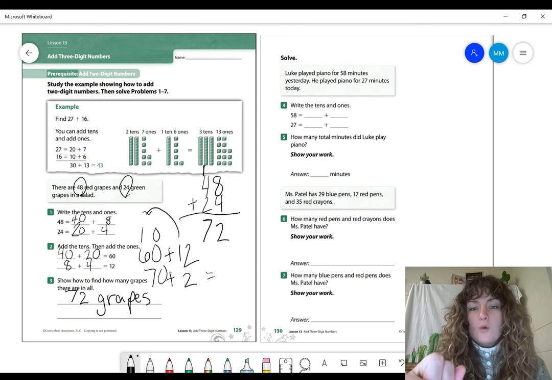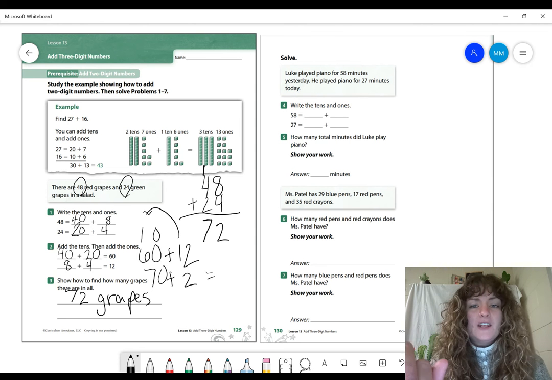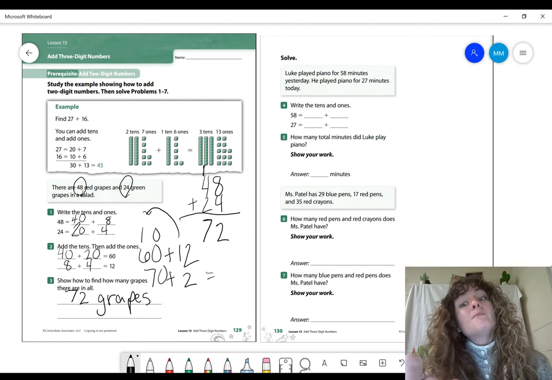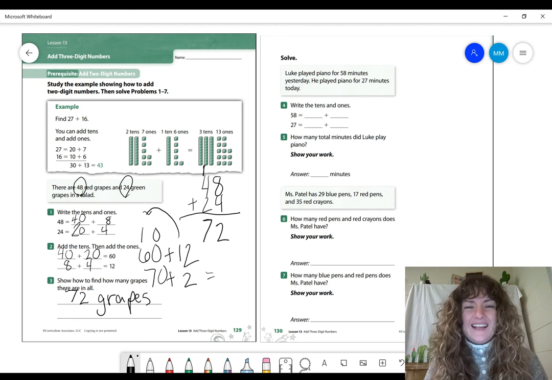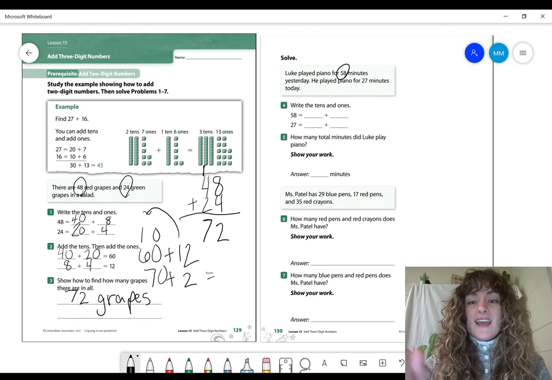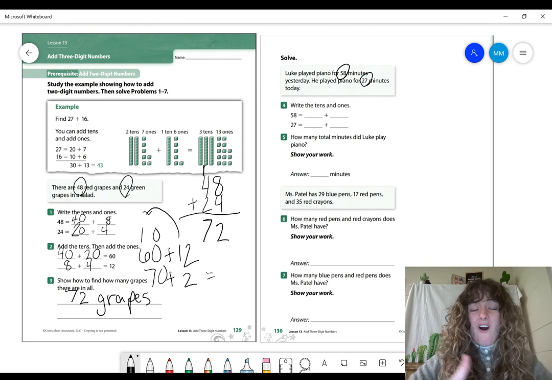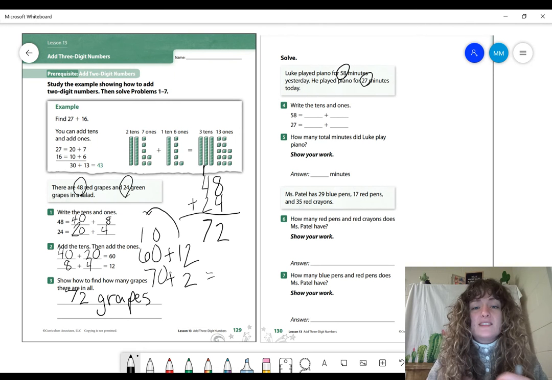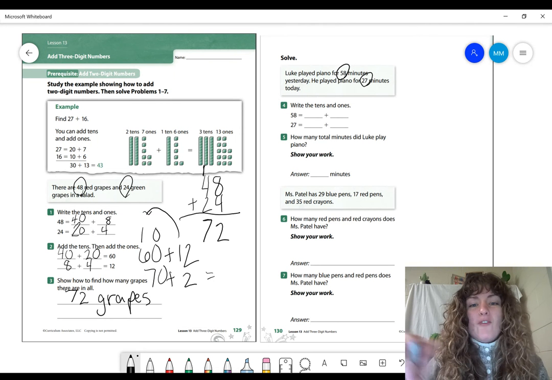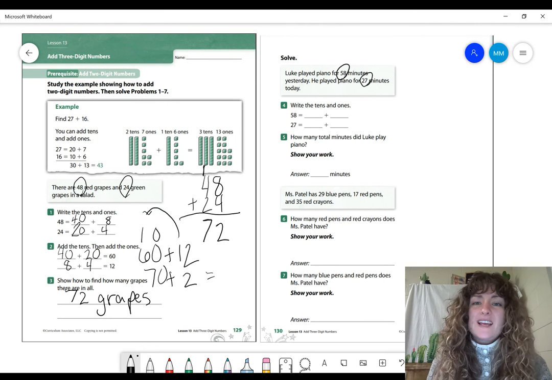So here is our word problem. It says Luke played piano for 58 minutes yesterday. He played piano for 27 minutes today. So we know that we're adding, so we're going to put those two numbers together. So our two parts were 58 and 27. So the first strategy we are practicing on these practice pages is showing the value of tens and ones. So let's look at number 4. It says write the tens and ones.